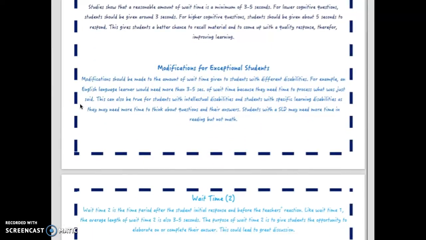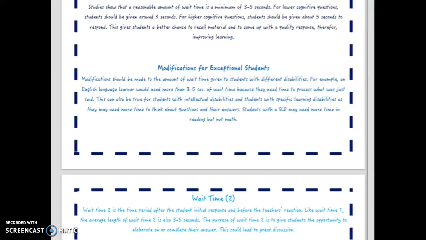This part's really important: modifications for exceptional students. There's lots of modifications that can be made to wait time for students that have disabilities. Modifications should be made to the amount of wait time given to students with different disabilities. So, for example, an English language learner would need more than 3 to 5 seconds of wait time, obviously, because they need more time to process what was just said. If they don't speak English naturally, they don't know exactly what the teacher is saying. Therefore, it's going to take them a little bit longer to understand the question that was just asked so they can understand what the teacher said and then come up with an answer to the question.